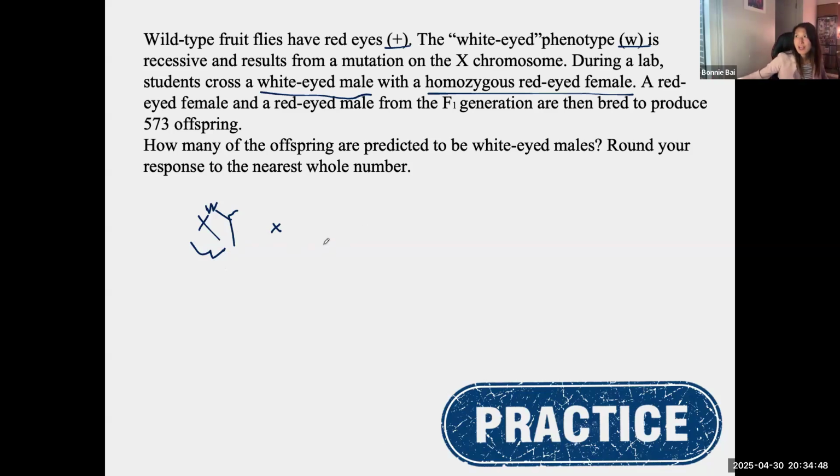Okay, so then we have homozygous red eye. In this case, red eye, so X plus, and then we have X plus. And then it says, then we have our first generation. So you got to draw yourself a Punnett square because it's just one Punnett square that's easy to draw. Draw that real quick.